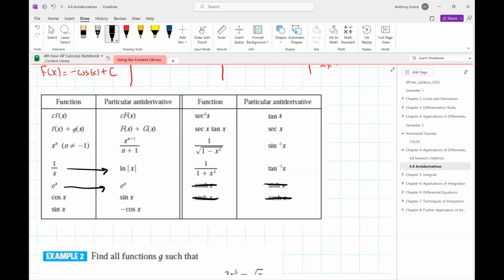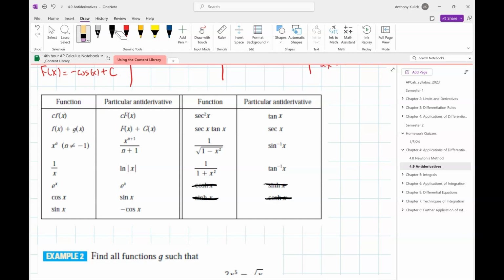Two important takeaways here. The constant rule still applies, where I can just ignore the constant, pull it to the front, and just worry about the function. And this antiderivative operation is distributive. So if I have a function with a bunch of terms in it, plus something, plus something, I can just anti-differentiate term by term. I don't have to do anything weird, just like we did with derivatives, right?